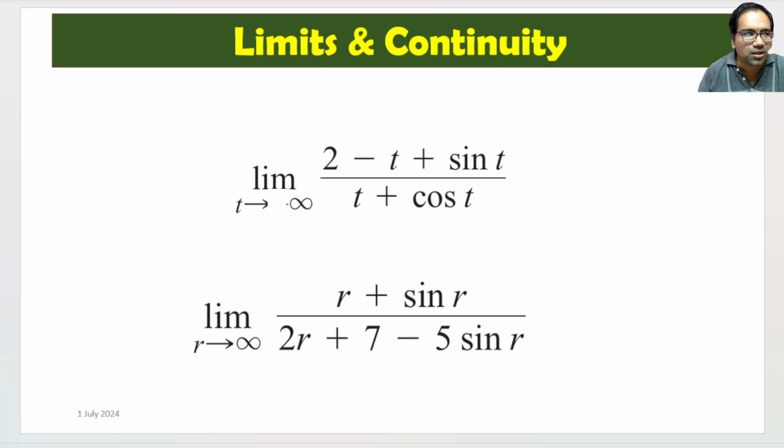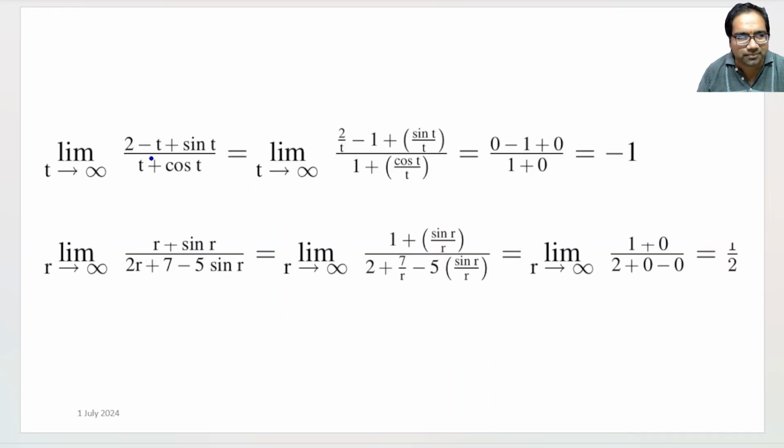How do we show these two algebraically? It is like this. We'll divide both the numerator and denominator by t. Then this becomes 2 by t minus 1 plus sin t by t, plus t by t, which is 1, plus cos t by t. Again, t tends to infinity. So this tends to 0, this tends to 0, this tends to 0. We'll say it is -1.